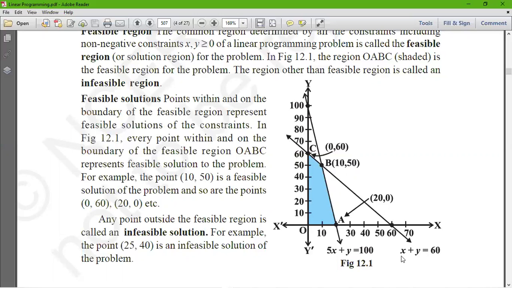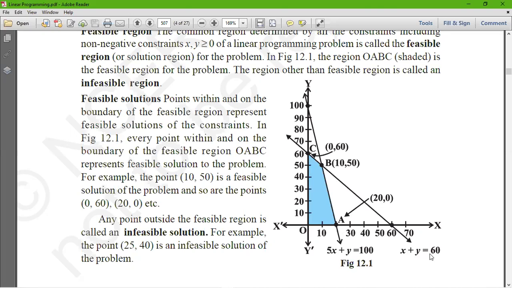Similarly, we can plot the line x plus y equals 60. We divide both sides by 60 and get x by 60 plus y by 60 equals 1. Then in the x-axis we move x equals 60, and in the y-axis we move y equals 60. This point and this point. When we join these 2 points, we draw the line x plus y equals 60.